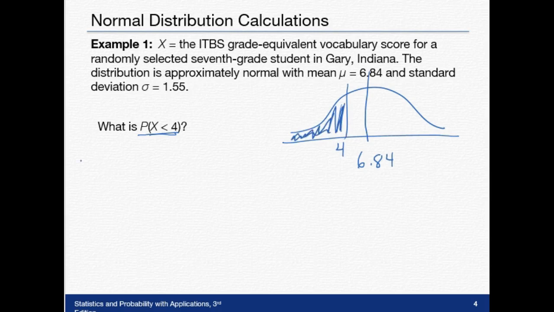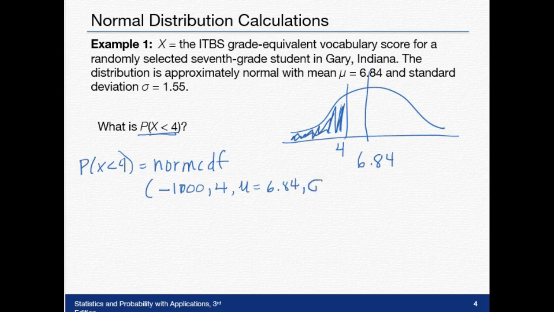Okay, so to find the probability that x is less than 4, what am I going to do? I'm going to use normal CDF on my calculator, and I'm going to do lower bound, which is going to be -1. You can use -1000 if you'd like. That'll work fine. And then 4. And then it asks you for the mean. We're going to use the mean from the problem, which was 6.84, and the standard deviation from the problem, which is 1.55. When I put that in my calculator, I get 0.0335.